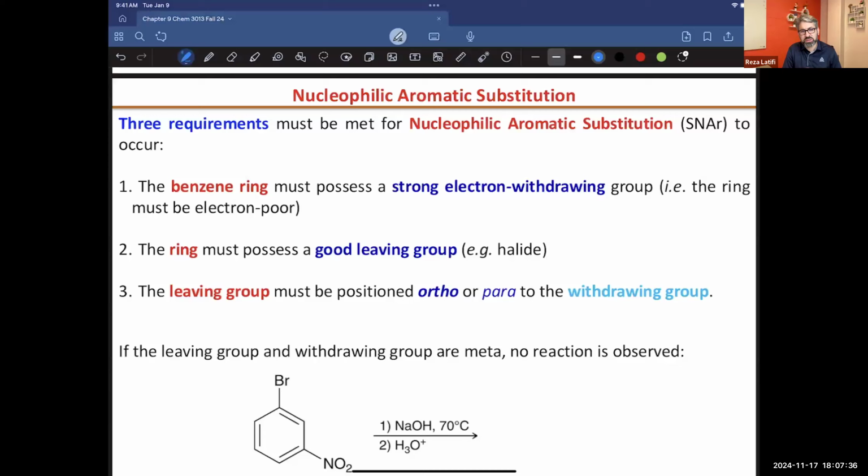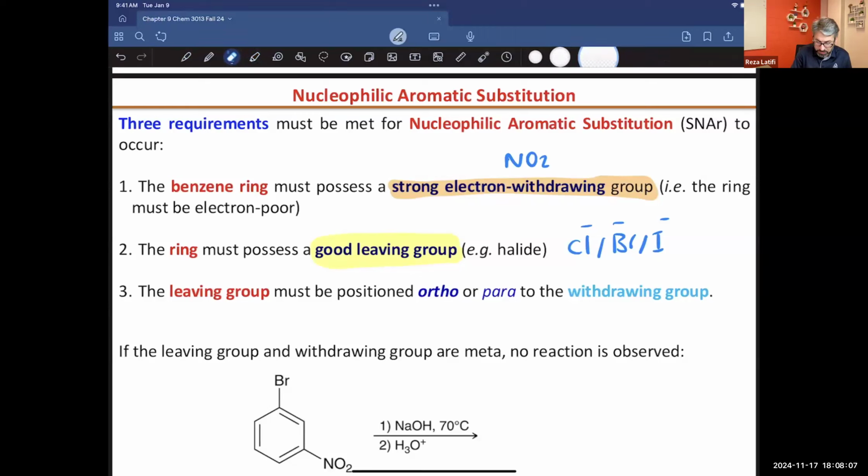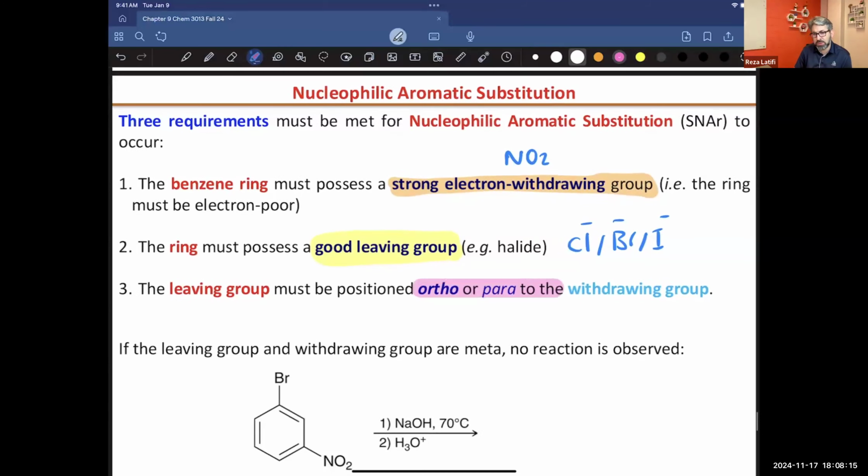In order for such a thing to happen, we need to have three things. First, our ring must have a strong electron withdrawing group, something like NO2. Next is a leaving group. We need to have a good leaving group, and how about chloride, bromide, or iodide? Yes, those are really good leaving groups. And the last one, position of the leaving group. The position of the leaving group versus the electron withdrawing group must be either in ortho or para position.